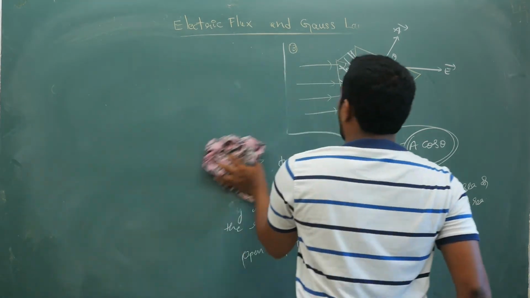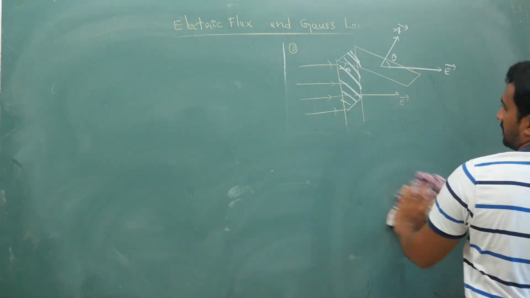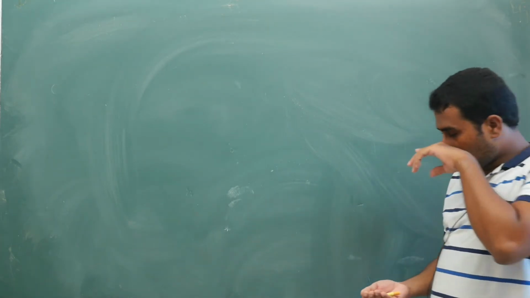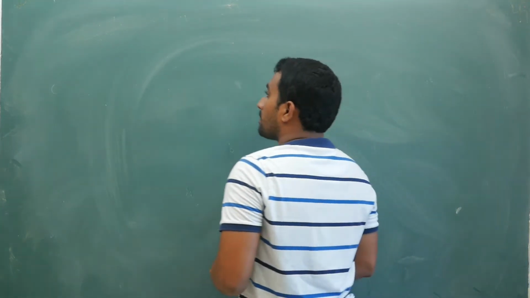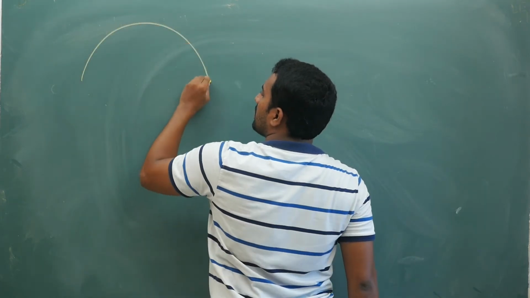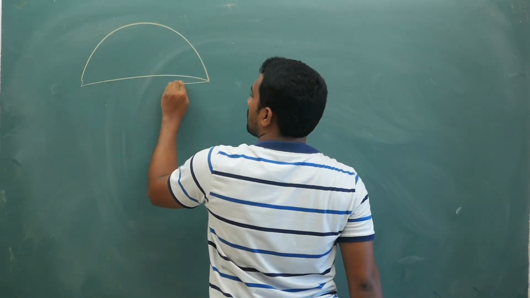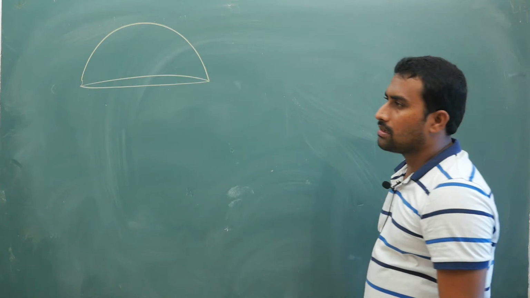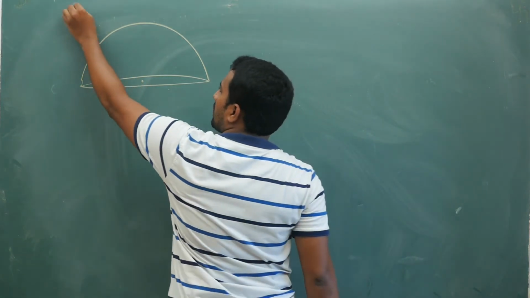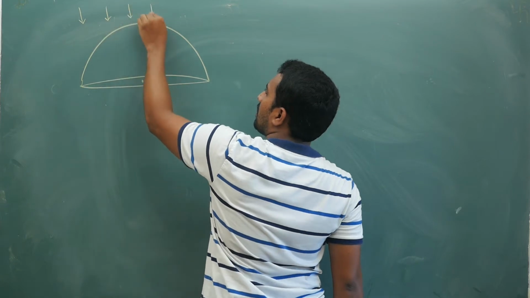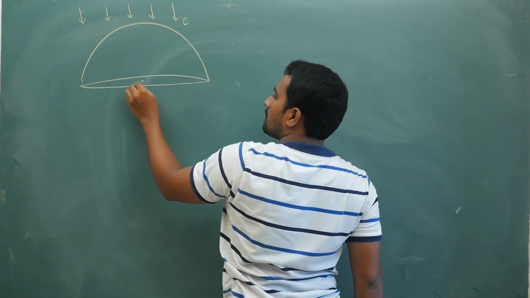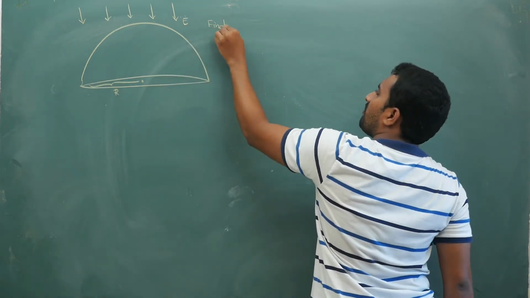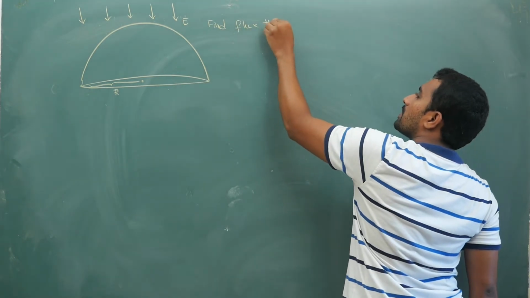Let us say you have a hemispherical surface like this. Now I am going to consider electric field E coming downwards like this. Let us say your radius is R. The question is, find the flux through the hemisphere.